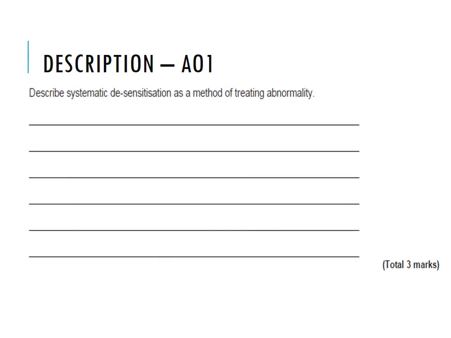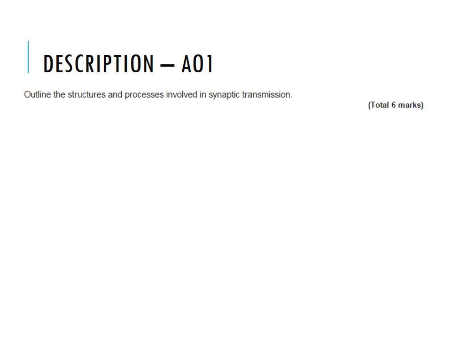Describe systematic desensitization as a method of treating abnormality. So therefore we would say 3 points about systematic desensitization. Outline the structure and processes involved in synaptic transmission. Here we have 6 marks worth of information. We need to divide that into both the structure of synaptic transmission and the process that is involved.